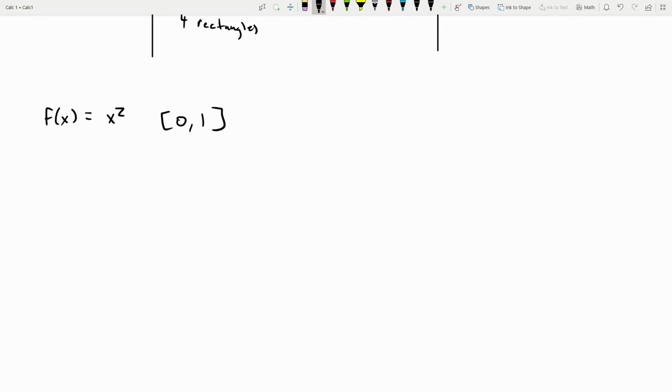Before, we were approaching this problem with 4 rectangles. However, now we're going to approach it more generally, and we're not going to say we're only going to have 4 rectangles. We're going to have n rectangles. Now let's assume that instead of 4 we have n rectangles. So how do we go about computing this area?